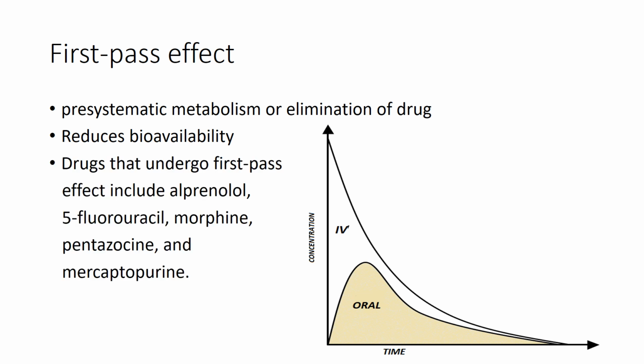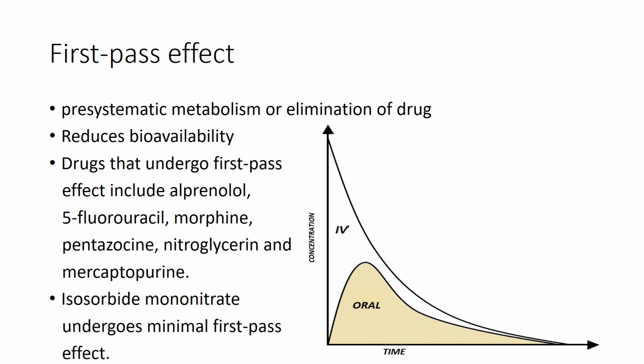Drugs that undergo considerable first pass effect include propranolol, morphine, and mercaptopurine. When these medications are given orally, they are quickly metabolized via the first pass effect, requiring their oral doses to be much larger than their intravenous doses.